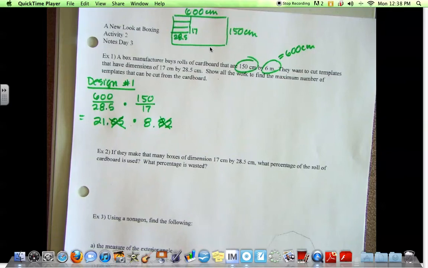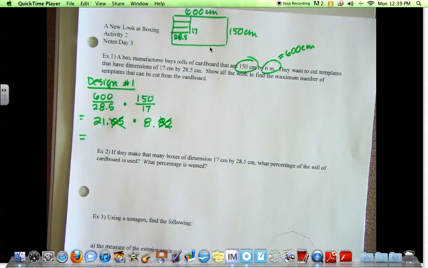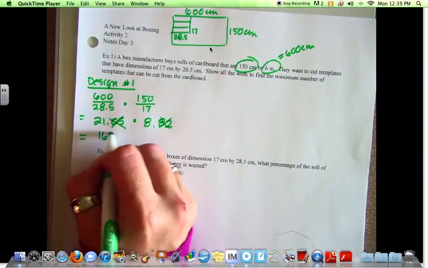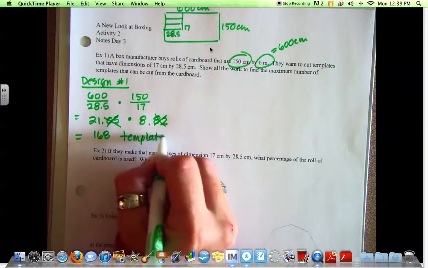What are we going to do with the 21 and the 8? Multiply. So 21 times 8 gives us 168. 168 templates that we can cut out. Whole templates.